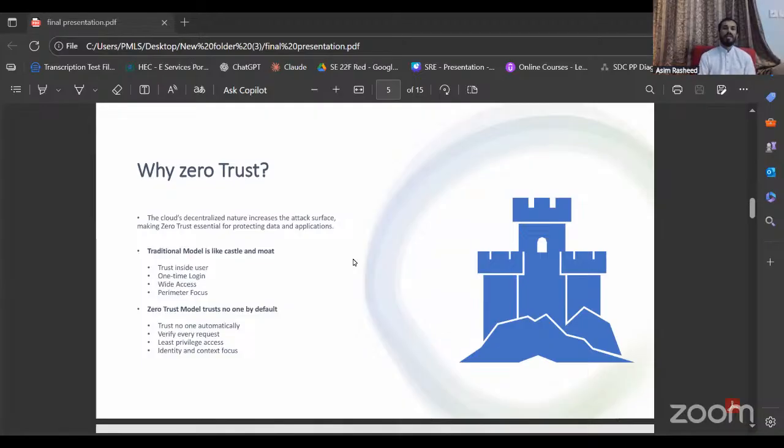So I'll discuss why zero trust. The traditional security model is like a castle and a moat. Once you are inside, you are trusted and have wider access with one-time login. The model focuses on the network perimeter. However, what prompted us to shift from this model to the zero trust model? Let's discuss briefly these limitations.